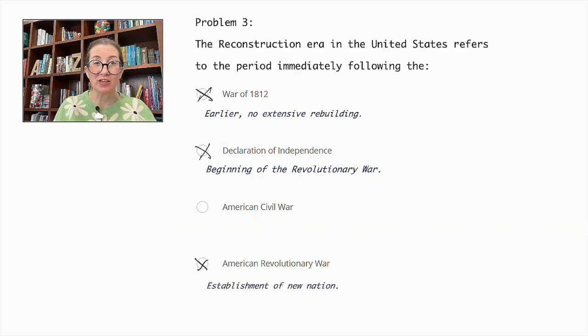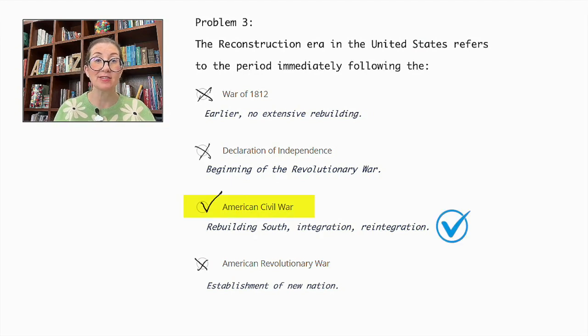The correct answer here is the American Civil War, which ended in 1865. The Reconstruction era refers to the period immediately following the Civil War, from 1865 to 1877, when the United States focused on rebuilding the South, integrating formerly enslaved people into society, and reestablishing Southern states within the Union. So the correct answer here is the American Civil War.